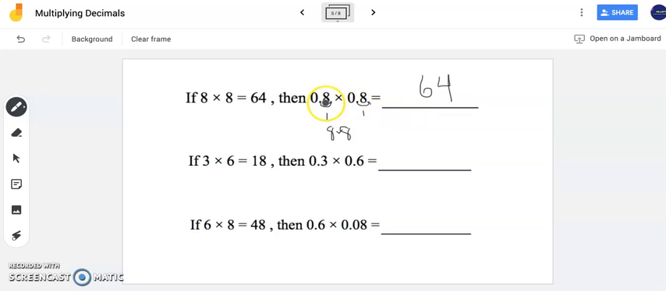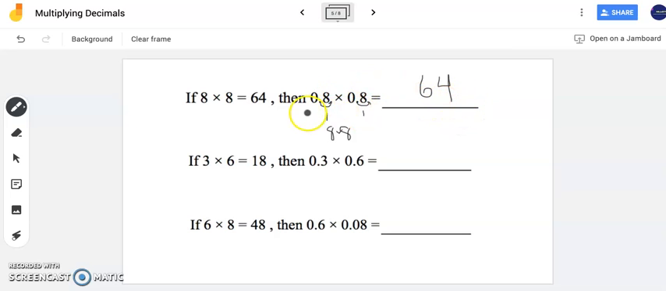The problem is 64 is not my answer for a few reasons. When we multiply a small number by a small number, you're also going to get a really small number for your answer. 64 is a very large answer. You also have decimals within your question, which means your answer is also most likely going to have decimals as well. In fact, it will have decimals.